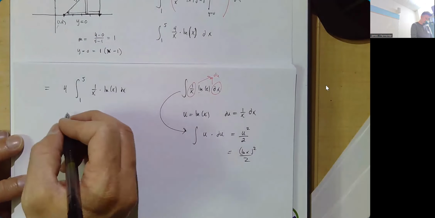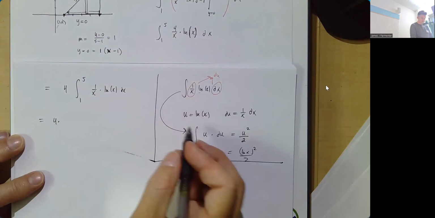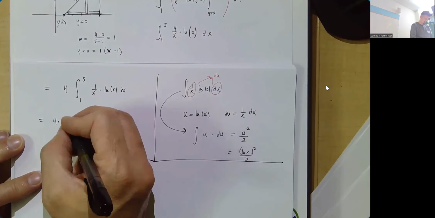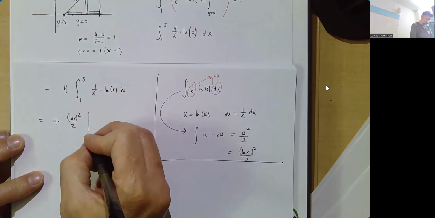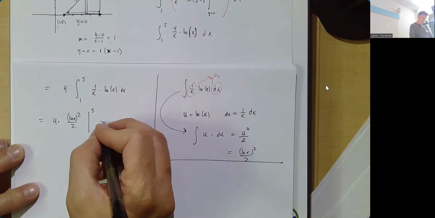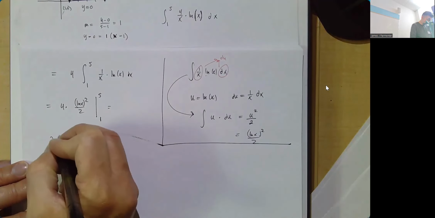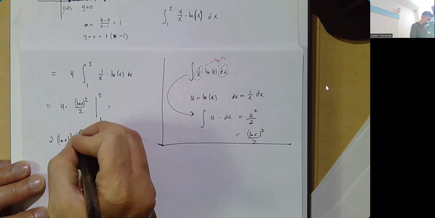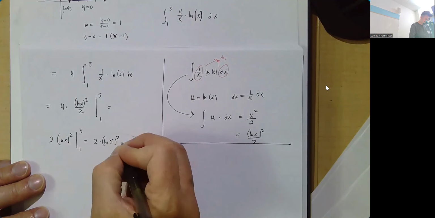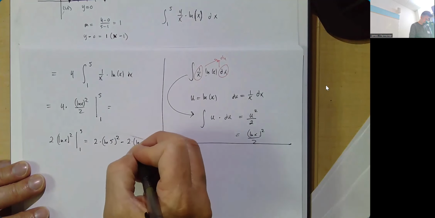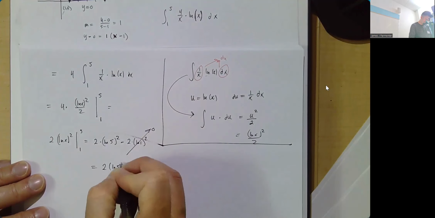It's coming back over here. This is going to be equal to 4 times the integral of 1 over x times natural log of x, which is exactly the natural log of x squared over 2, evaluated from x equals 1 to x equals 5. Which you could even write, if you want, all right, as 2 natural log of x squared from x equals 1 to x equals 5. Plugging in, you get 2 times the natural log of 5 squared minus 2 times the natural log of 1 squared. But that's 0. So you get 2 times natural log of 5 squared.